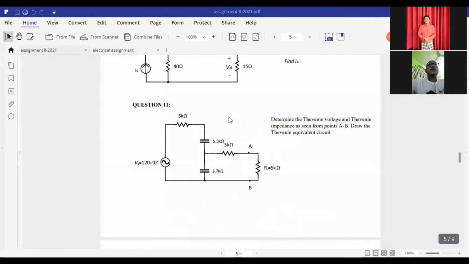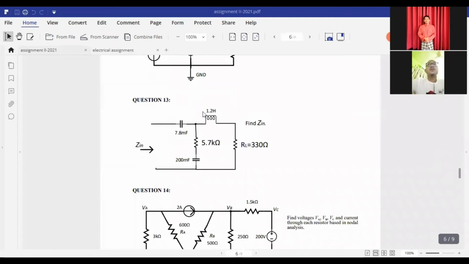Okay, we go to question 13. This is question 13.